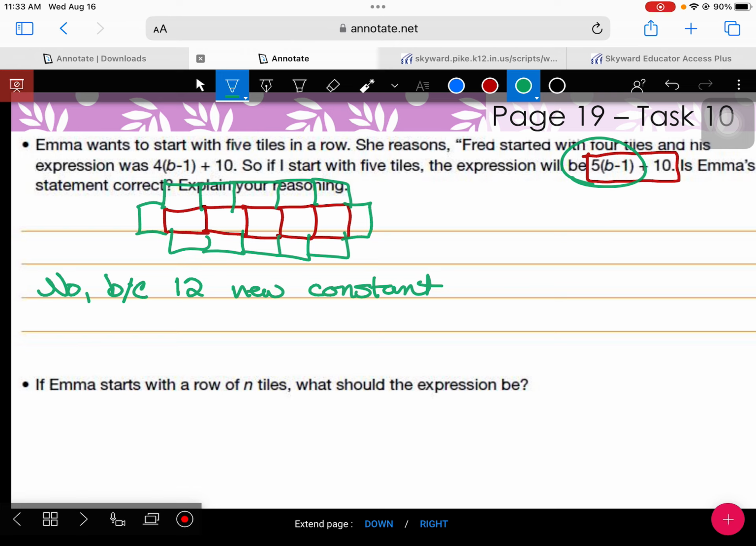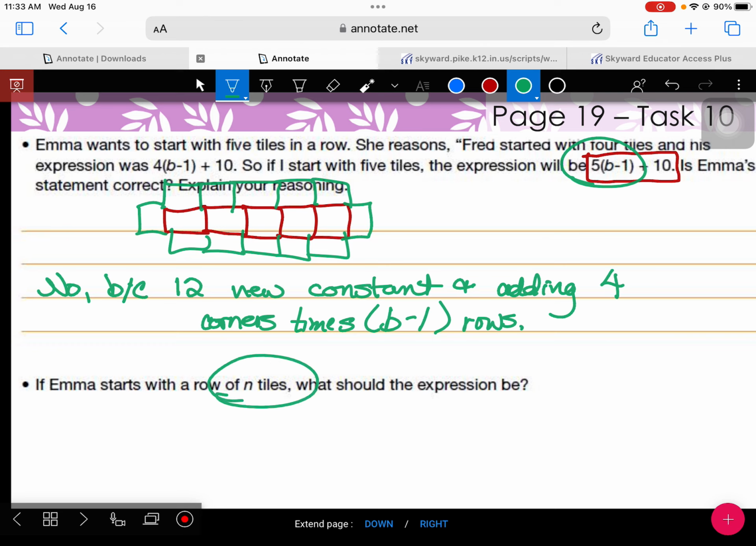12 is going to be the new constant, and we are adding 4 corners times b minus 1 rows. So then the last question says, if Emma starts with a row of n number of tiles. So this is connected, but not exactly the same. So n number of tiles. We don't know how many tiles. If she starts with n, what should the expression for all the border tiles be?